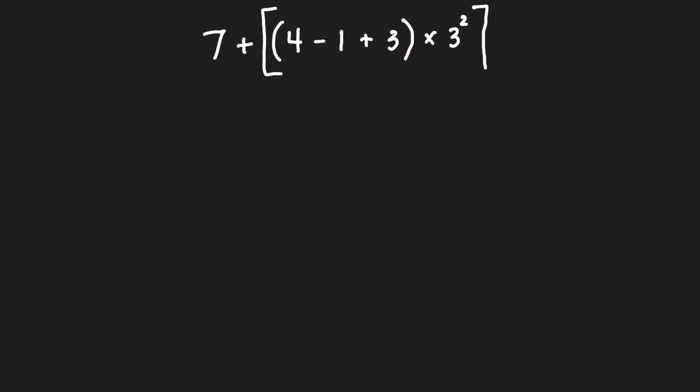Write this down on paper. 7. Got it? Plus, oh boy, watch this. 4 minus, oh boy, here it comes. 1 plus 3. Okay, watch what I'm going to do. I'm going to do something fancy. I'm going to put some brackets here. Oh boy. Times 3 squared. Brackets, divided by 10.